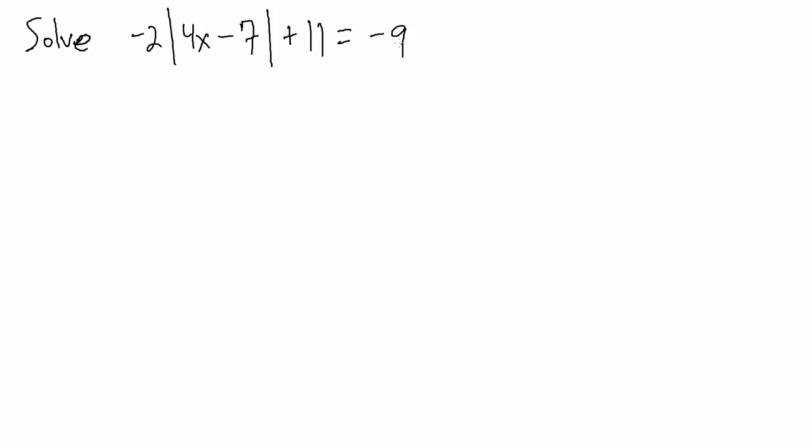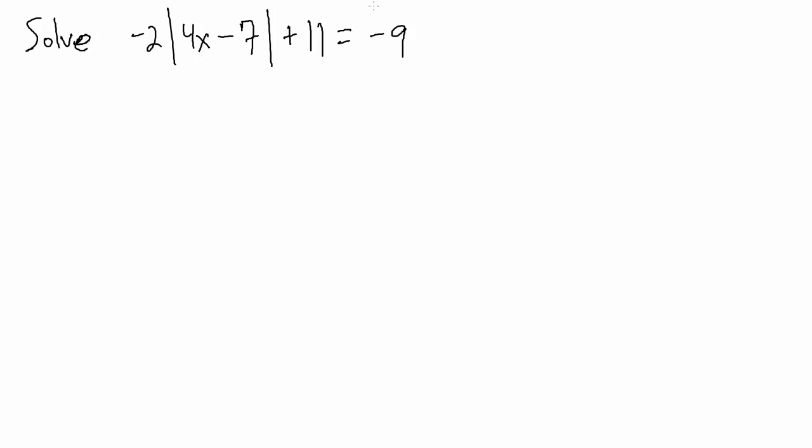All right, let's go ahead and do a slightly more complicated example of solving an absolute value equation. So let's say we want to solve the equation -2 times the absolute value of 4x minus 7, plus 11 equals -9.